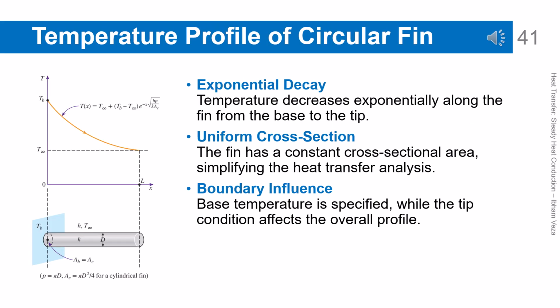Temperature profile of circular fin. The temperature profile in a fin decreases exponentially from the base toward the tip. This decrease reflects the balance between conduction inside the fin and convection to the surroundings. With a uniform cross-section, the analysis becomes simpler, and the solution takes an exponential form. The base temperature serves as the main boundary condition of the system. This profile shows that most heat is dissipated near the base.